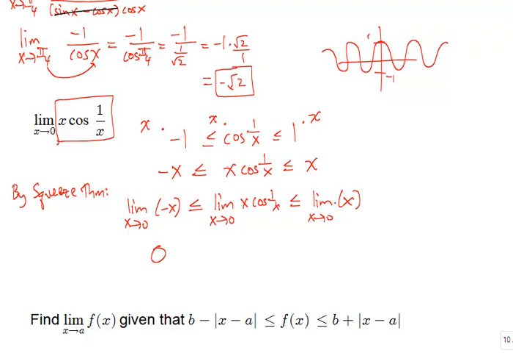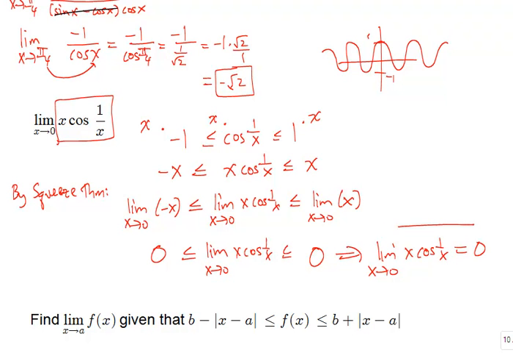If I plug in 0 on the right here, this limit is also 0. So that forces the limit in the middle to go to 0 as well by that theorem. So therefore, the limit as x goes to 0 of x times cosine of 1 over x must be 0.